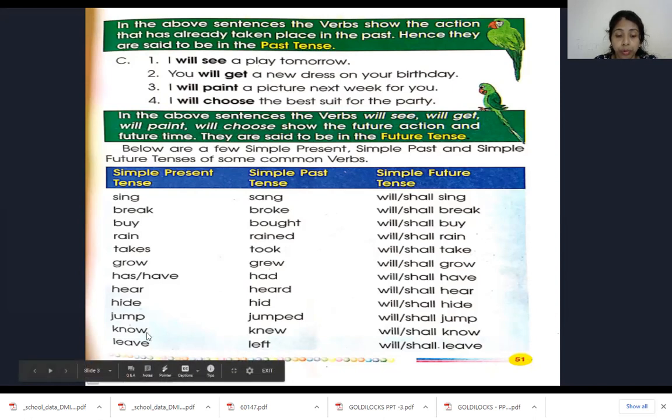Next word is know. In the present form, the word will be know. But for the past form, it will change into knew. Know, knew. And for the future form, it will be will know or shall know. Now, the next word is leave. For the present form, the word will be leave. But for the past form, it will become left. Leave, left. And for the future form, it will be will leave or shall leave.